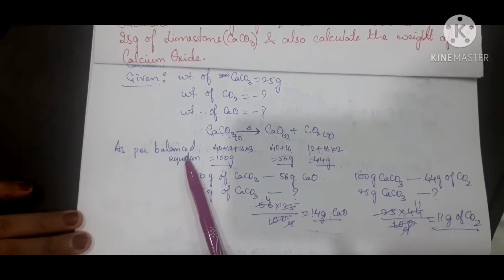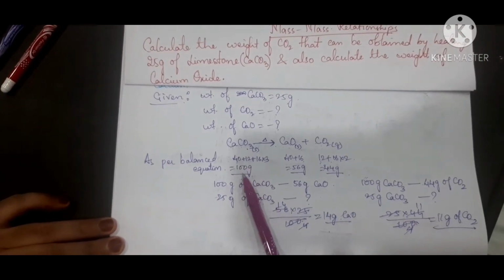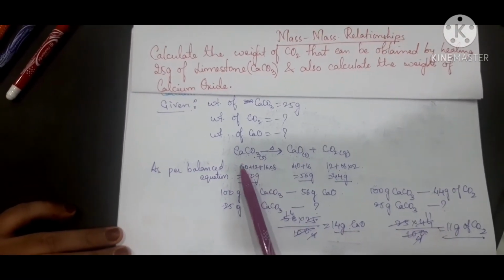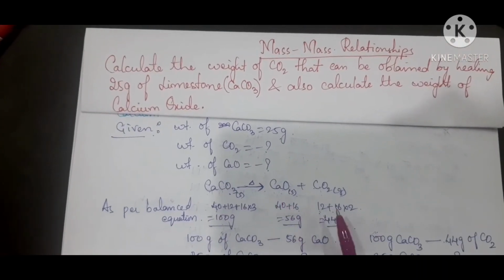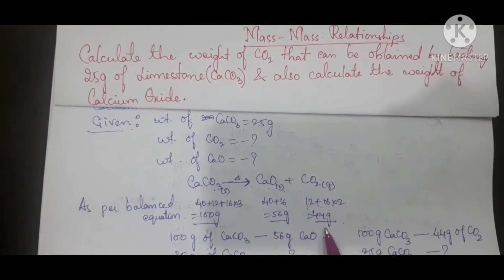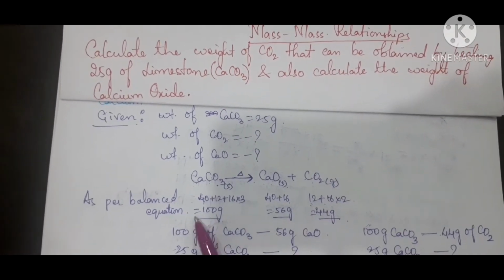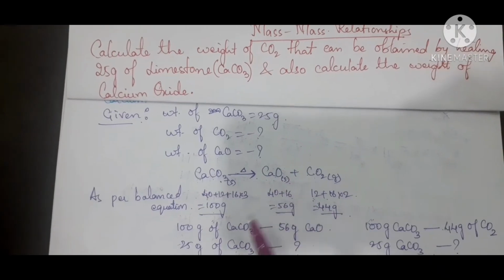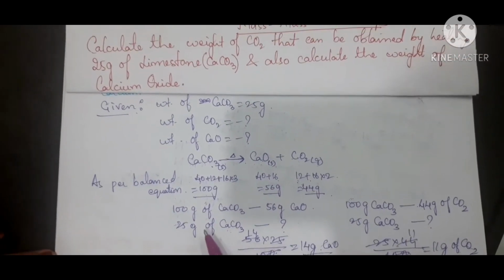As per the balanced chemical equation, the molecular masses of the respective molecules are: 100 grams of calcium carbonate. On heating we are going to get 56 grams of calcium oxide, and carbon dioxide is 44 grams. These are the molecular masses of the respective molecules. So in the same case, now we need to find out one by one.